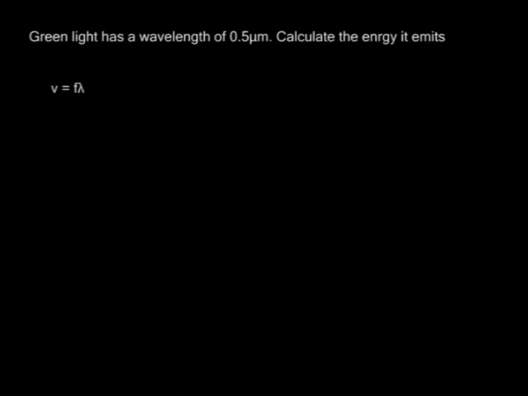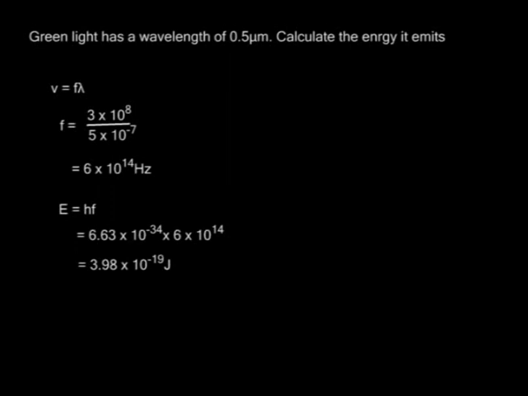Speed is equal to frequency times wavelength. The speed of all electromagnetic waves is 3 times 10 to the power 8 meters per second. From this relation, frequency is equal to speed over wavelength. Converting that wavelength into meters, we have 5 times 10 to the power negative 7 meters. So frequency is equal to 3 times 10 to the power 8 over 5 times 10 to the power negative 7. That gives us a frequency of 6 times 10 to the power 14 hertz. Energy is equal to hf, and if you multiply that, you get 3.98 times 10 to the power negative 19 joules. That is the amount of energy emitted by the light.